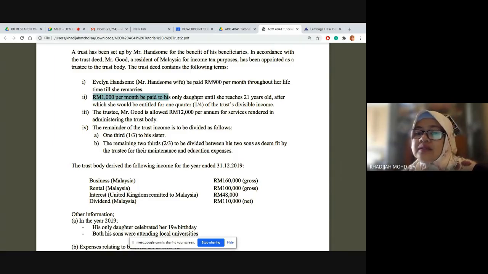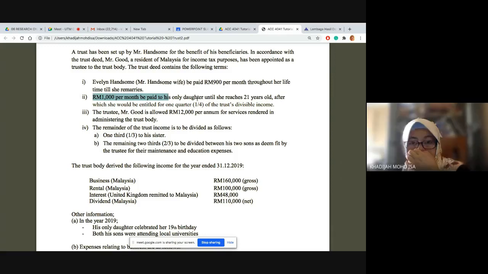So it means that the daughter, until she reaches 21 years old, will be paid 1,000. She actually receives that 1,000 ringgit per month until she reaches 21 years old. But after that, she will be entitled to 1/4, so only later do you give it as an allocation. The difference with accumulation is that the money is put aside, so it will not be paid to the daughter until she reaches 21 years old. That is accumulation. When you have accumulation, then you have to do the A, B, and C formula. But in this case, you just have an annuity for the wife and an annuity for the daughter. Is that clear?